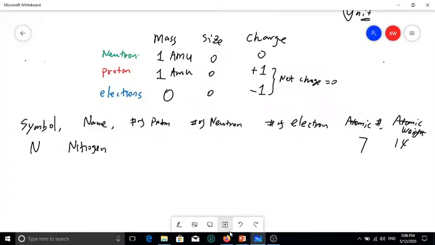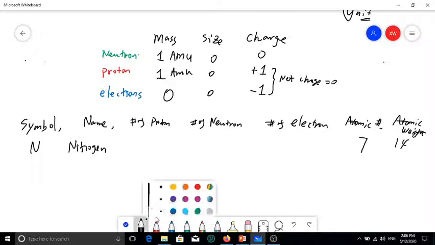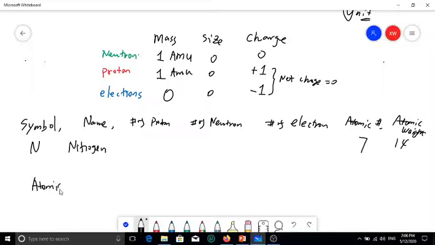The atomic number is always the same as the number of protons. We're using the number of protons as the identity of the element, since the elements all have different numbers of protons, neutrons, and electrons. So the number of protons is always the same as the atomic number. By looking at atomic number 7, you should know the number of protons is going to be 7.